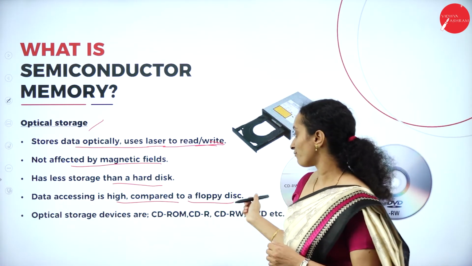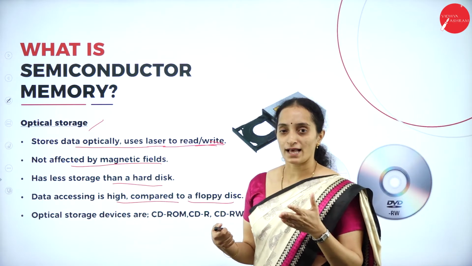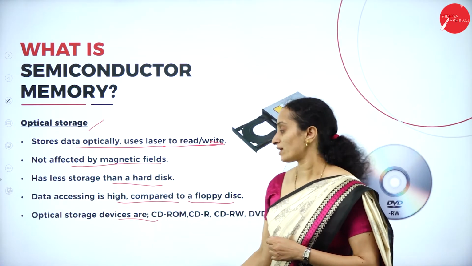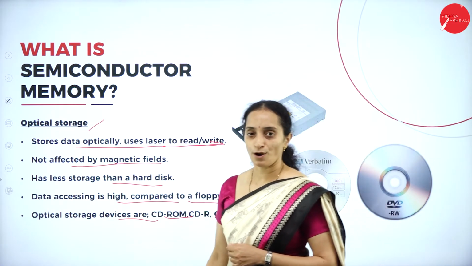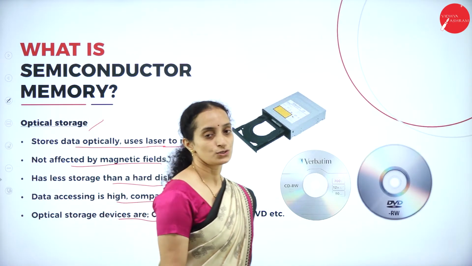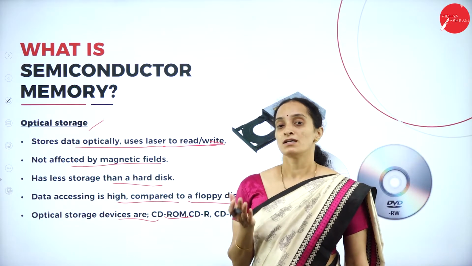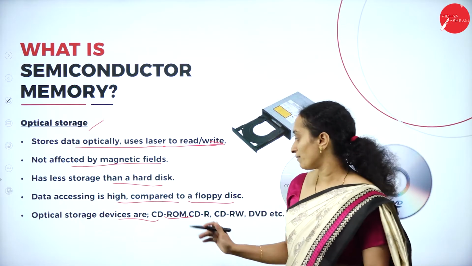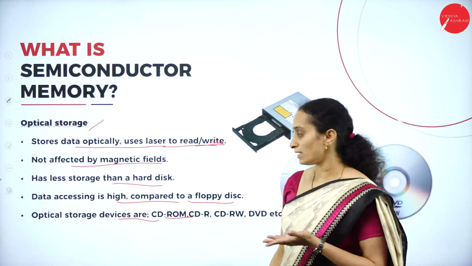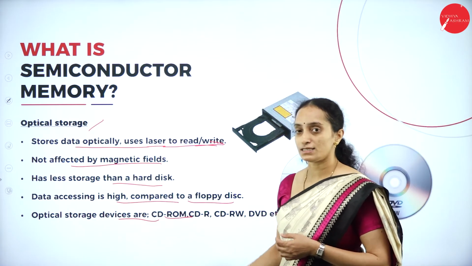When you compare it to a floppy disk, data accessing capability is high, but not as high as the magnetic disk. An optical storage device we can use is the CD-ROM. So you know about CDs, isn't it? CDs come in two types. CD-ROM is read-only memory, compact disk. CD stands for compact disk. Compact disks which are read-only are called the CD-ROM.